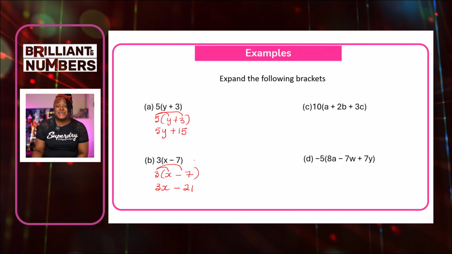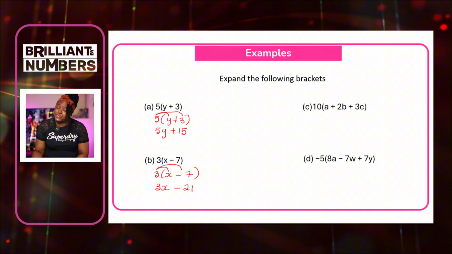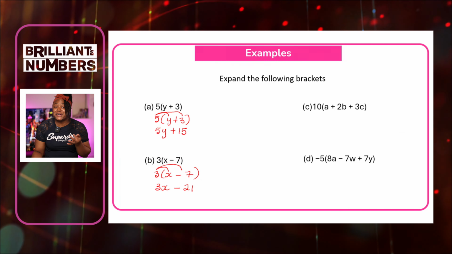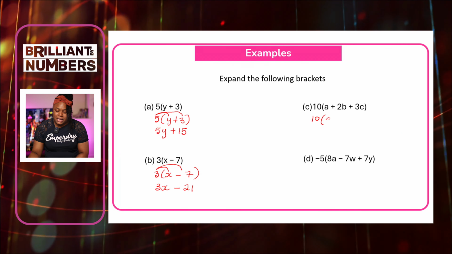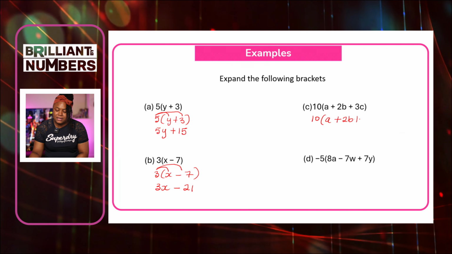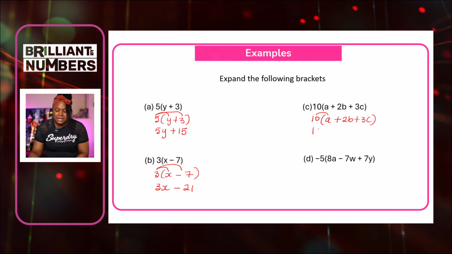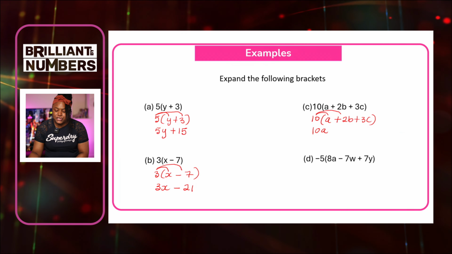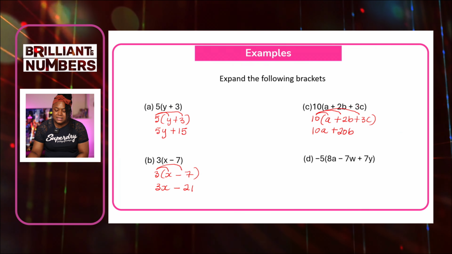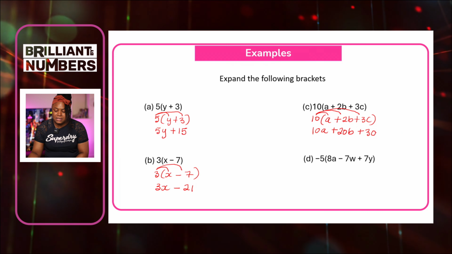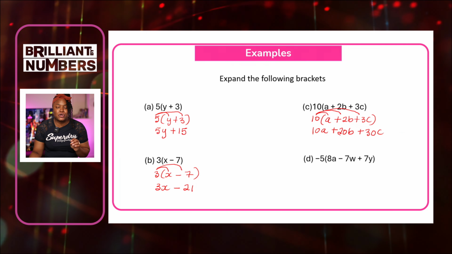So now we go to part C, where we've got 10 and in bracket a plus 2b plus 3c. So this time there are 3 terms inside the bracket. So I go ahead and I rewrite my question. 10(a + 2b + 3c). So I need to do 10 times a, which gets me 10a. Then 10 times 2b will give me 20b. Then 10 times 3c gets me 30c. Again, I've got a, b, c, so there are no like terms at all since none of the variables are the same.